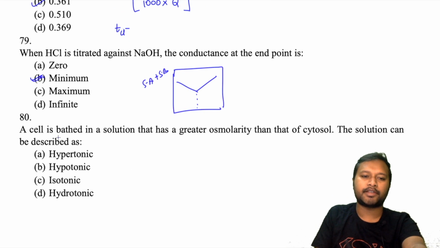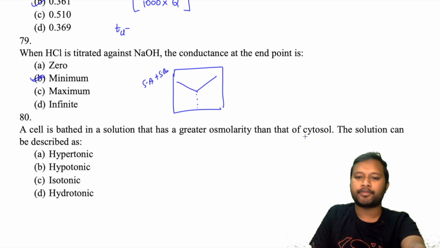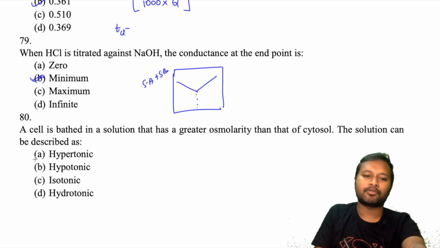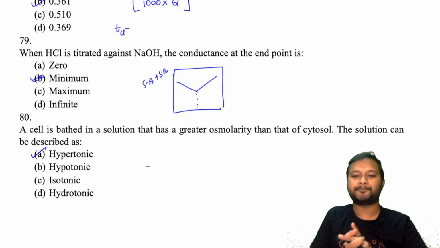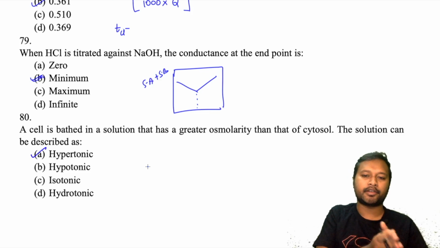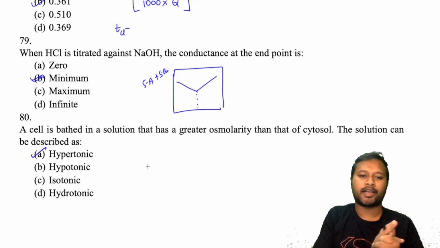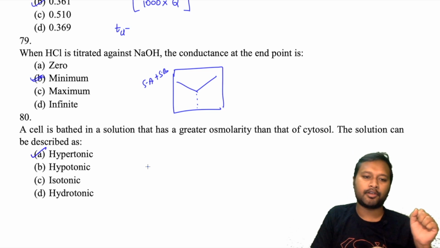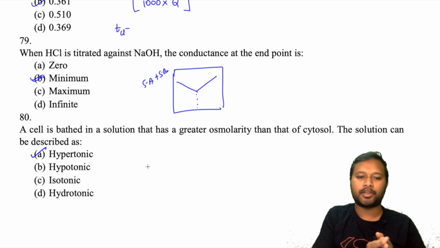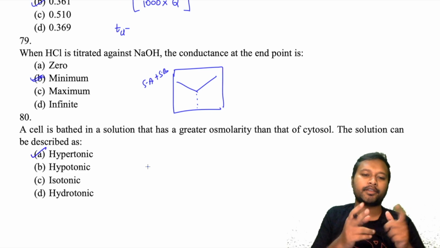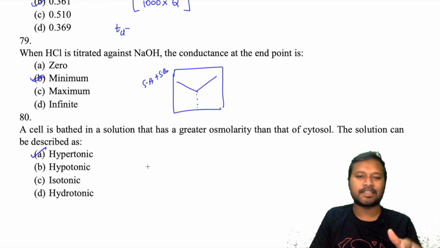Okay, the next question says that a cell is bathed in a solution that has greater osmolarity than that of cytosol. The solution can be described as, so this answer is going to be hypertonic. Whenever osmolarity is greater than that, in that case we call it hypertonic. If osmolarity is less, we call it hypotonic. If it is the same, we call it isotonic. So these are the terms.